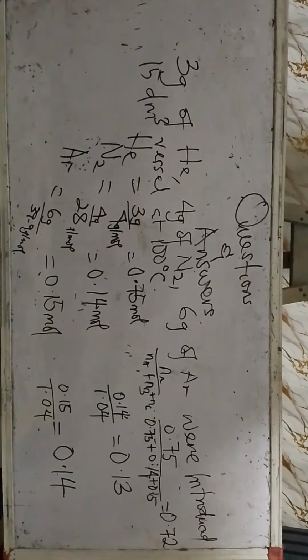So can we continue? Can I clean the board now? I want to clean the board so that we can calculate the partial pressure. Without the partial pressure, you cannot get the total pressure. So you need to know the pressure of each of the gases in that vessel. When you know that, you'll be able to get the total pressure of the vessel.